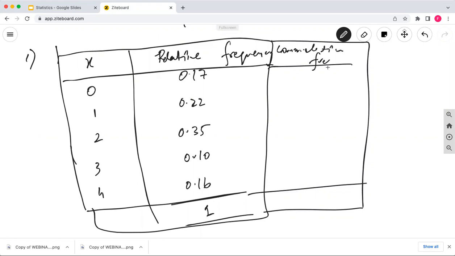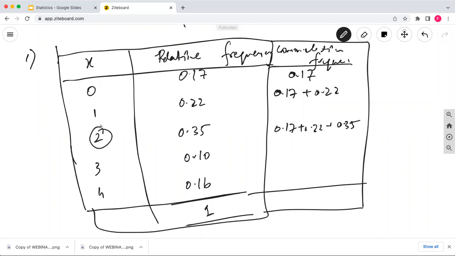Cumulative frequency. What does cumulative mean? We will just add: this is 0.17, the next one is 0.17 plus this value 0.22, the next one will be 0.17 plus 0.22 plus this value 0.35, and you will need to see at which value you get 50%, you get 0.5. Whichever value gives you 0.5, that will be your median in that scenario.